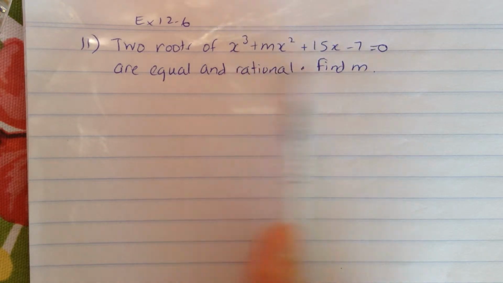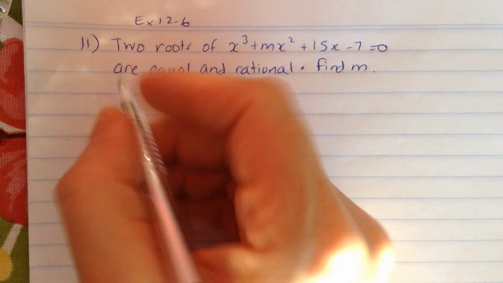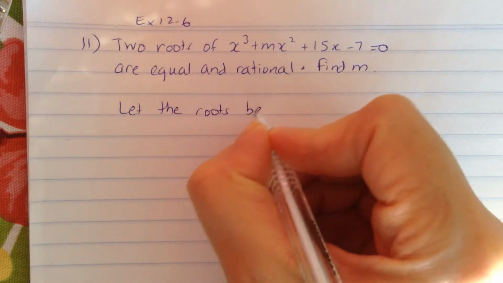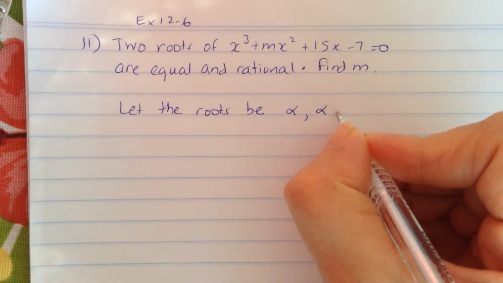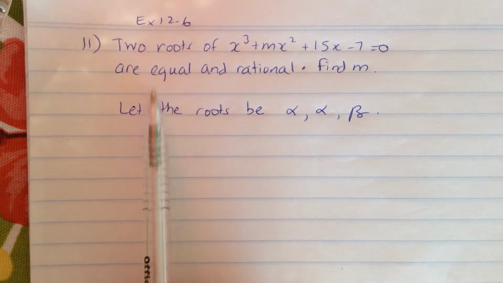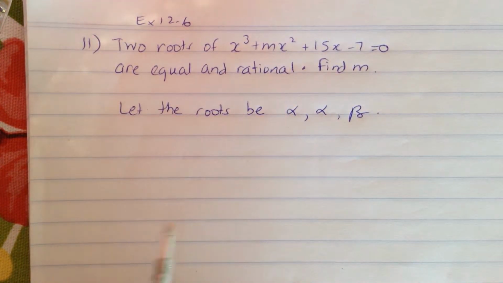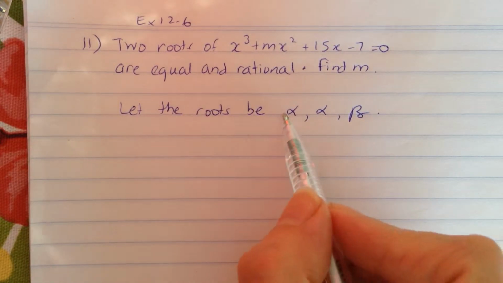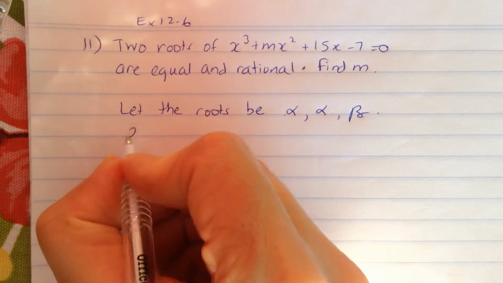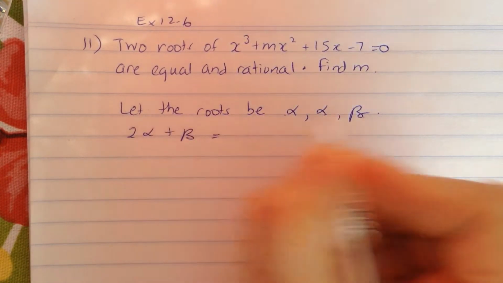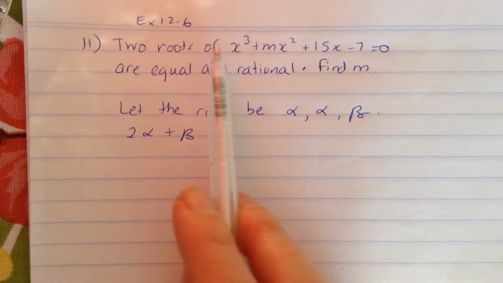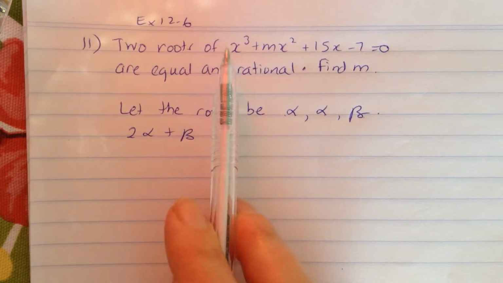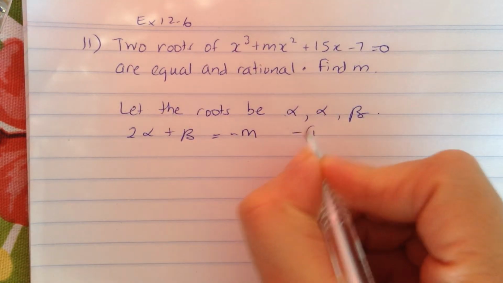Okay, now there are going to be a total of 3 roots because it's a cubic. So we're going to let the roots be alpha, alpha and beta. Because 2 roots are equal, so alpha and alpha, and then beta would be the other one. Alright, so first of all, let's find the sum of the roots. So alpha plus alpha plus beta is 2 alpha plus beta, and that's equal to minus b on a. So b is m and a is 1, so it'll be minus m over 1, which is minus m. We call that equation 1.